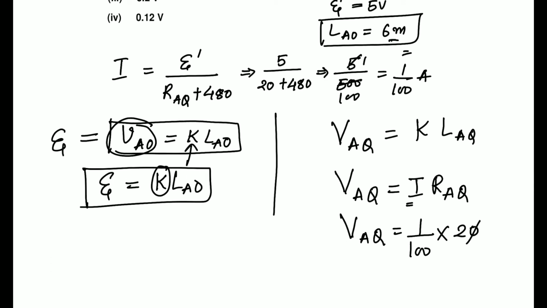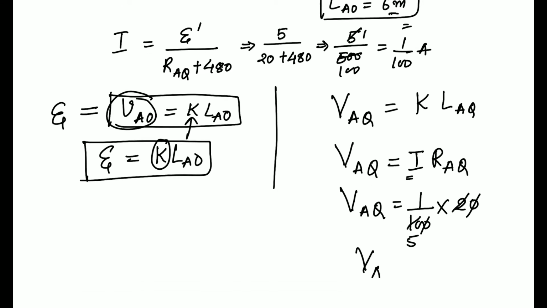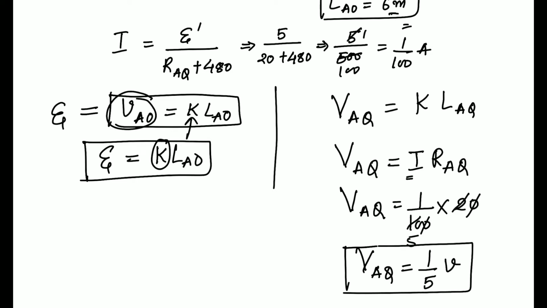So this is your 20 ohm. 0 and 0 is cancelled out. This is 2 and 5. So V_AQ is given to me, or I can actually find out V_AQ is equal to 1 upon 5 volt. Is that a yes or no? So I know the value of V_AQ, that is 1 upon 5 volt, right? Okay, so put this value of V_AQ here in the first one, right?